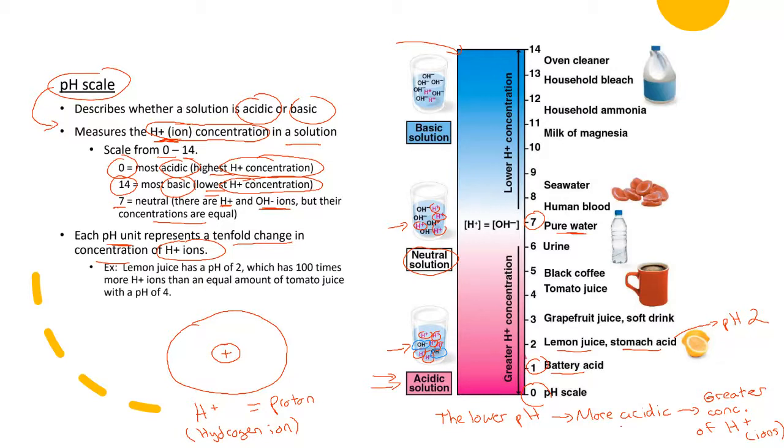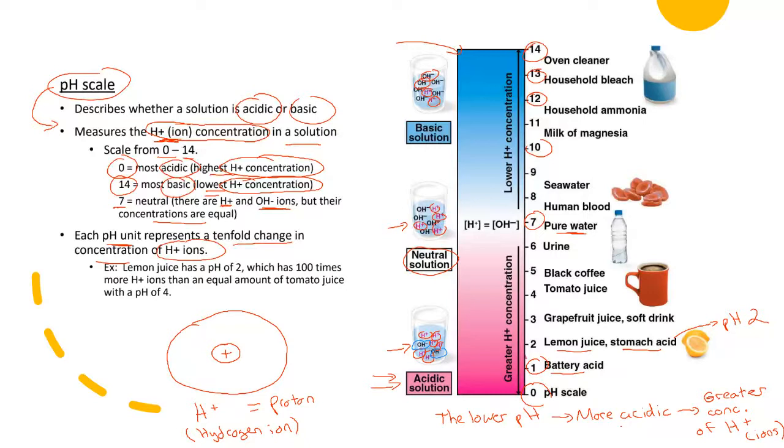You end up having more hydroxide ions, more OH ions, and fewer hydrogen ions. And because you have fewer hydrogen ions, it's going to be less acidic or more basic. Basic things are, for example, milk of magnesia around 10, household ammonia around 12, bleach around 13, oven cleaners about 14. So it's very, very basic stuff.